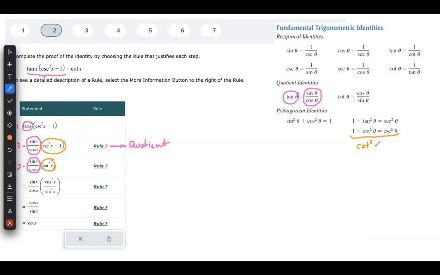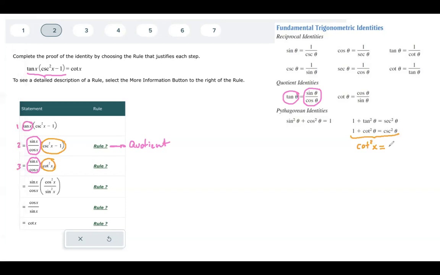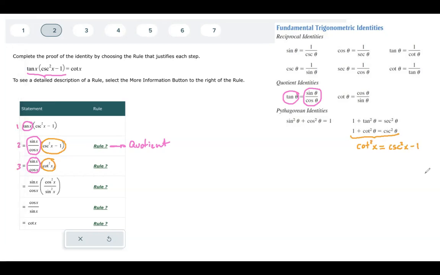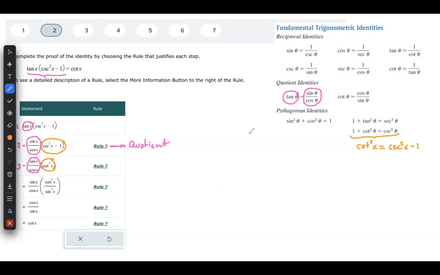We'll write it in terms of x. Cotangent squared of x is equal to cosecant squared of x minus 1. So it's just another way of writing that identity, and that allows you to convert anytime that you come across a cosecant squared of x minus 1, it'll become a cotangent squared. So what was the identity used? It was simply the Pythagorean identity. So let's write that down.